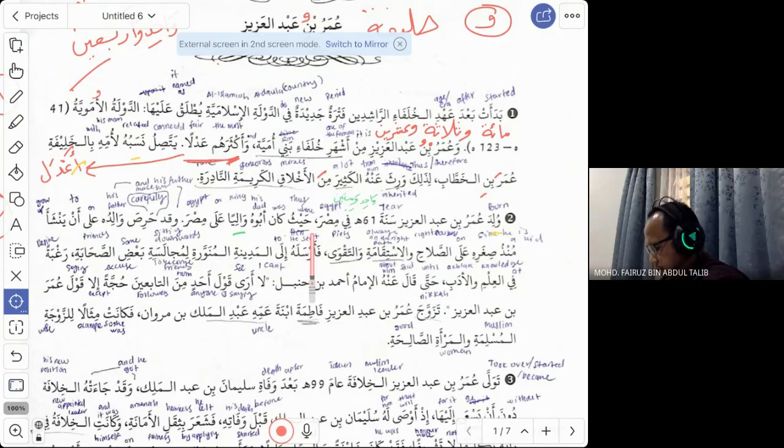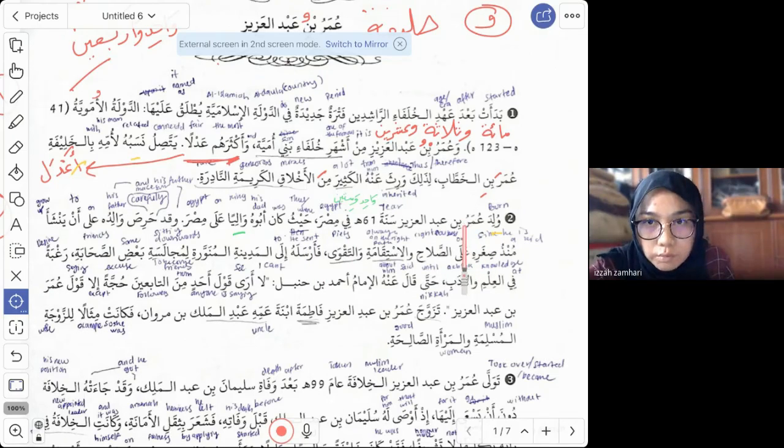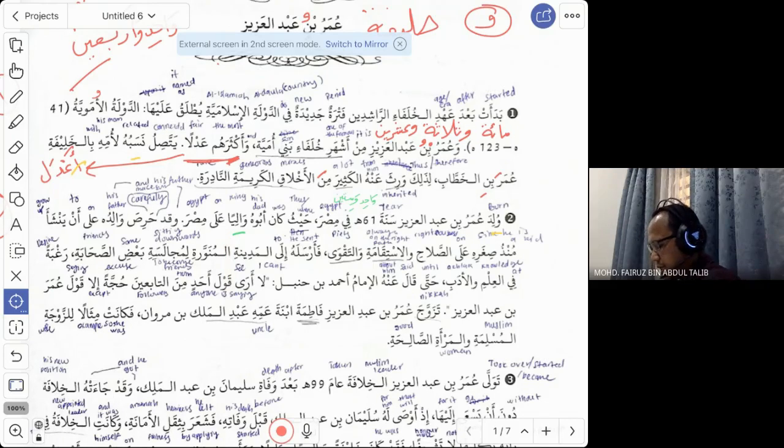So what does it mean? Umar Abdul Aziz was born in the year 61 Hijrah in Egypt. His father was the leader of Egypt. Yes, wali is not king, wali is the leader. So wulida, here we have a passive form of the verb. Wulida, was born.